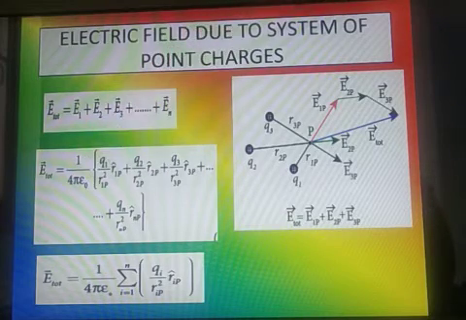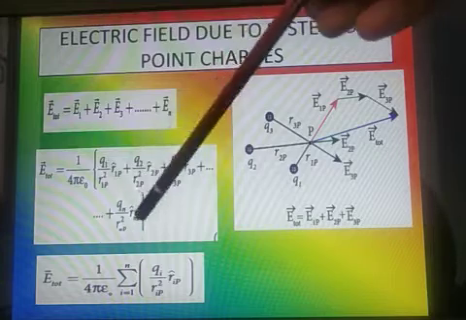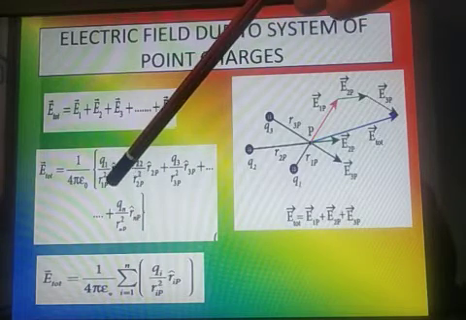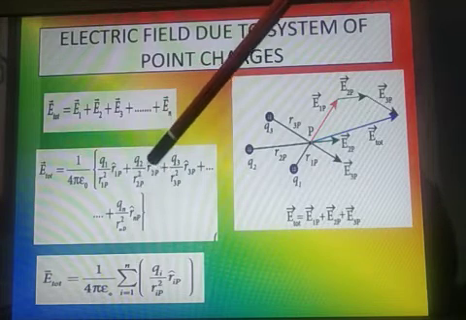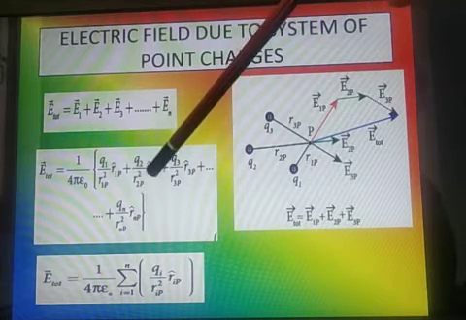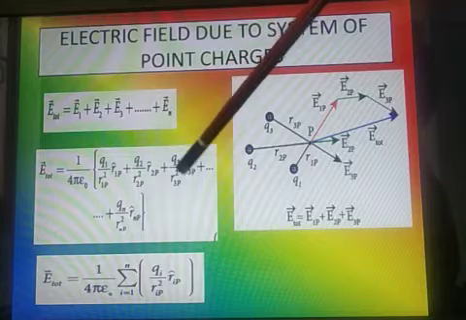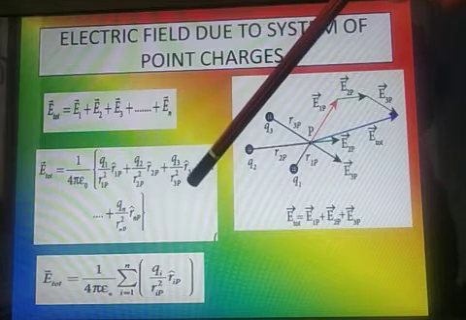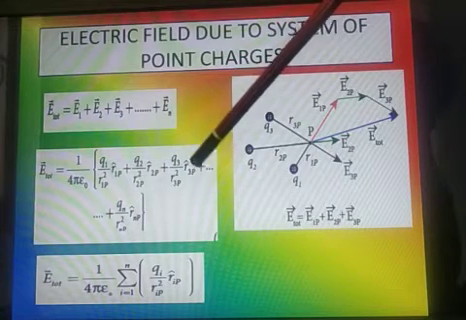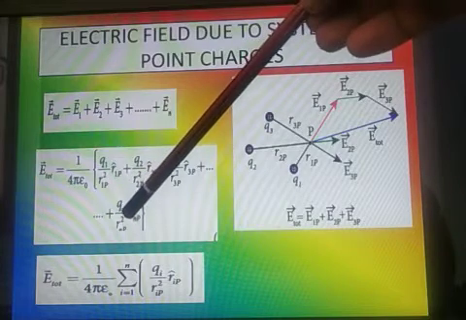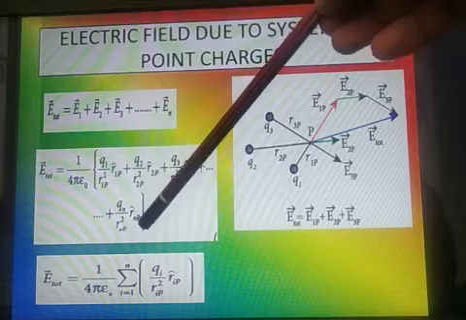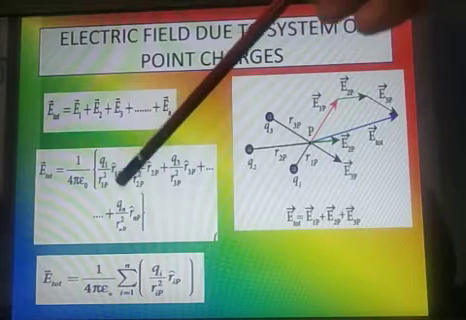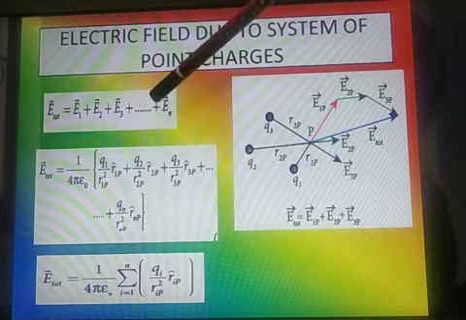We take all the constant values outside from each term, and the remaining is Q1 divided by R1P squared, R1P cap, plus Q2 divided by R2P squared, R2P cap, plus Q3 divided by R3P squared, R3P cap, plus and so on, then Qn divided by RnP squared into RnP cap. So this is the total electric field we found with the help of the superposition principle.